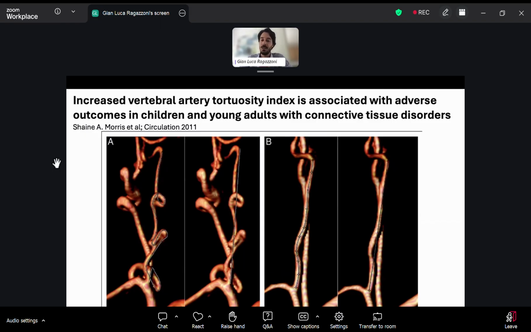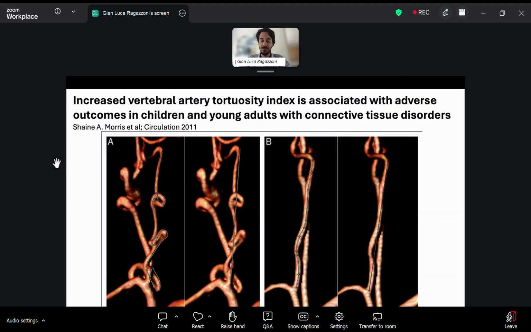What the authors did here was create an index based on the actual length of the artery and the theoretical length, so the length between point A and point B. And you can see on the left, this was a patient with Loeys-Dietz disease, and the vertebral artery had quite a tortuosity in it, as opposed to the right, where we see a control patient, and we can see here that the actual length of the artery is almost the same as the theoretical length.